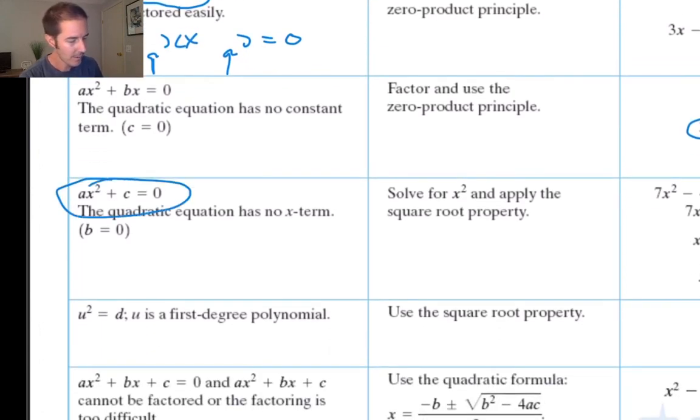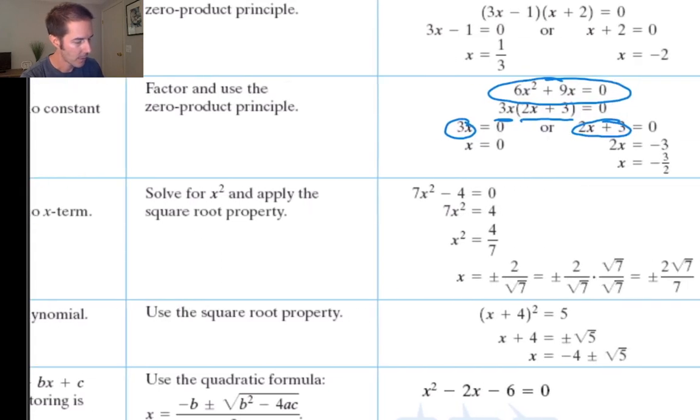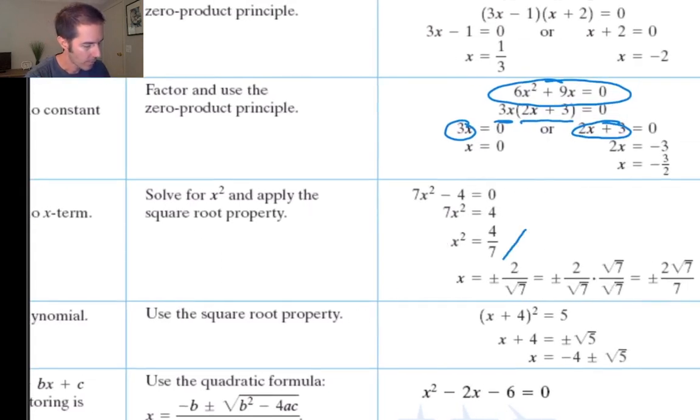This scenario is even easier. Subtract that c value over to the right-hand side. Divide both sides by a, and then take the square root of both sides. And go check out that example over there. And don't forget to include your plus or minus symbol when you take the square root of both sides.